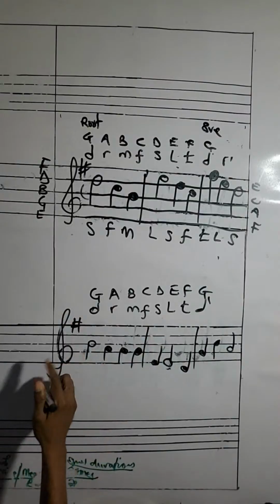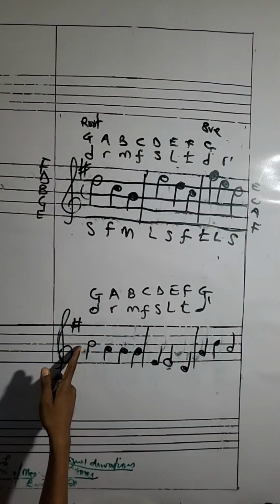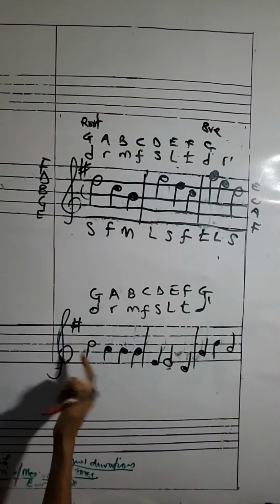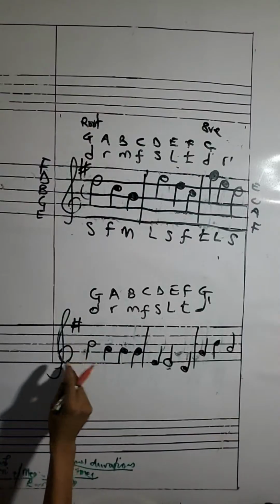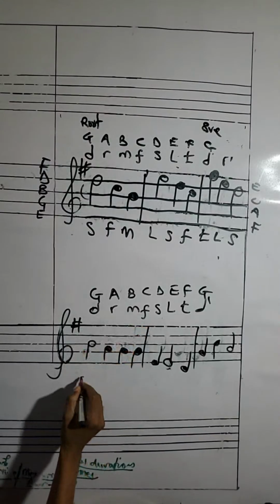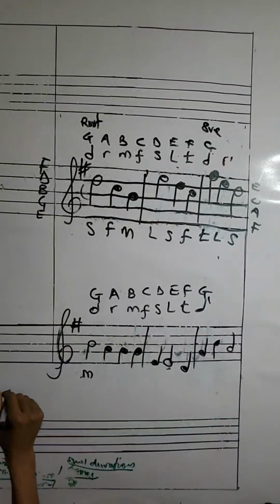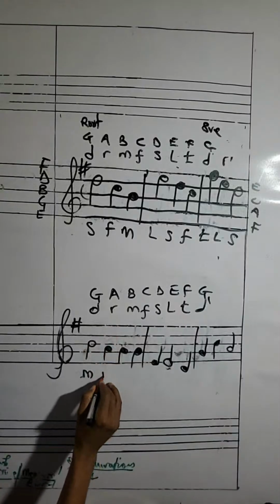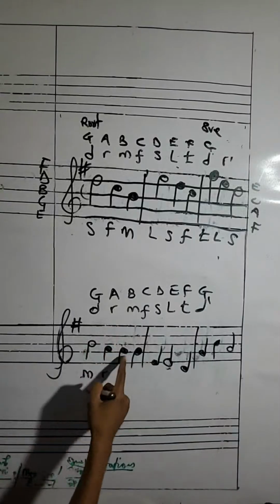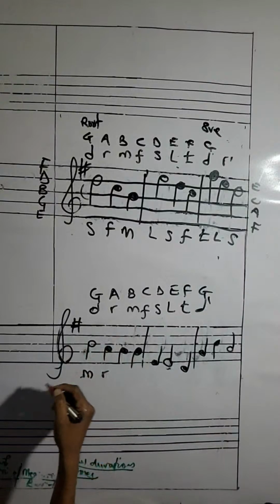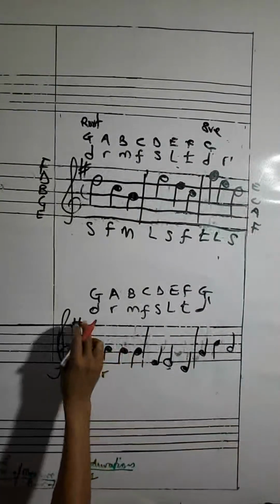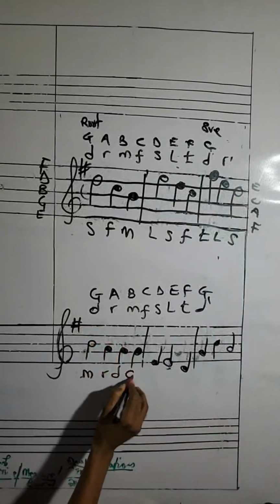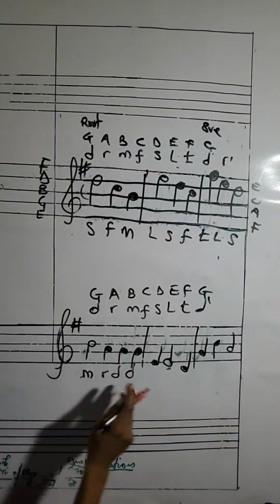So what do I have? My B. The first note here is B, right? So what is on my B? My B is mi. The second note is A. What do we have here? We have re. The third and fourth notes are on G. What is on G? Your do.